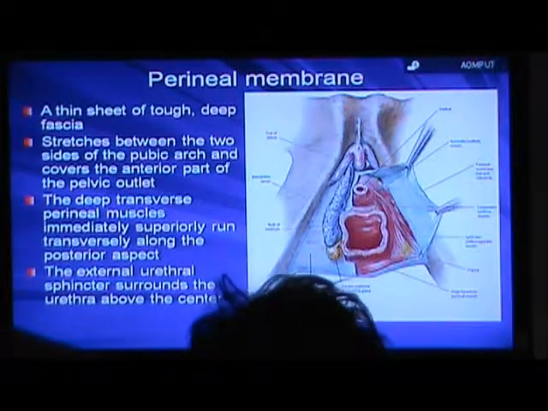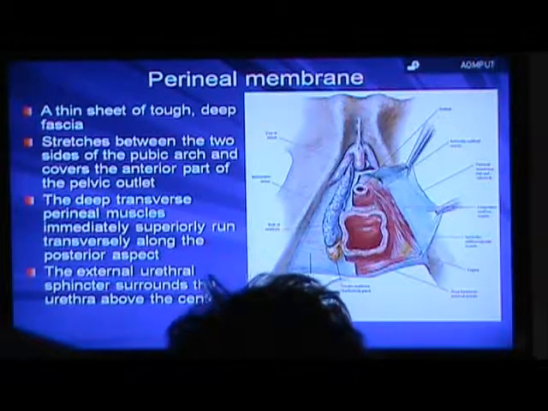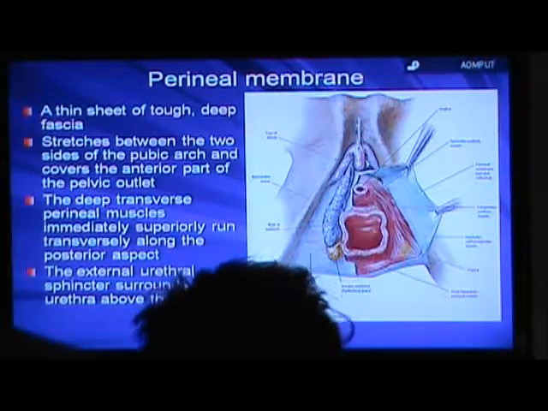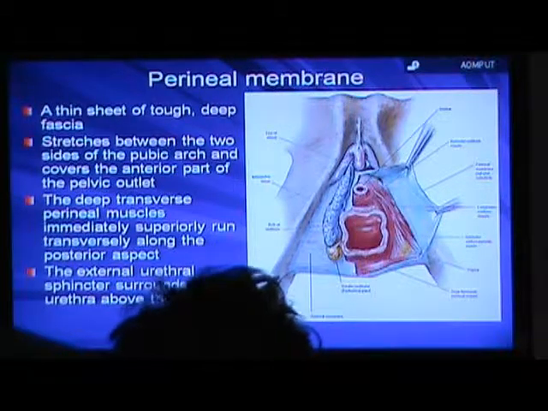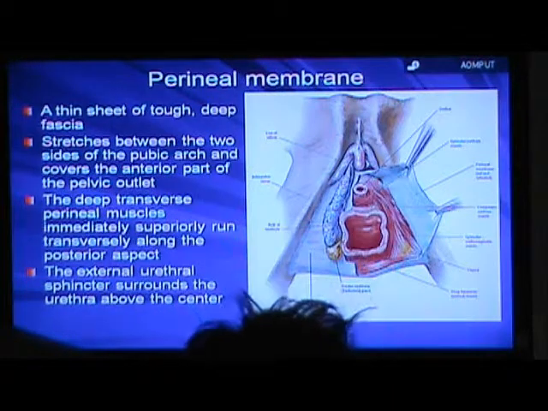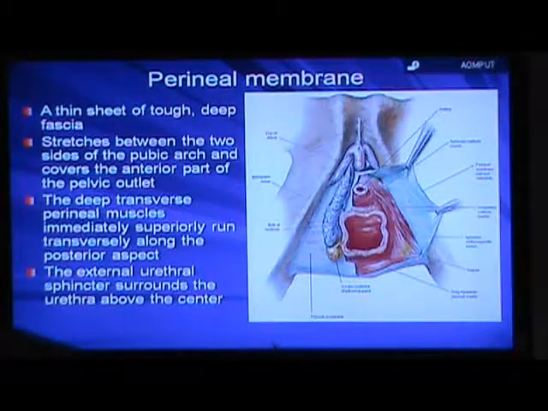Okay, so the perineal membrane stretches between the two sides of the pubic arch and covers the anterior part of the pelvic outlet. The deep transverse perineal muscles immediately superiorly run transversally along the posterior aspect. The external urethral sphincter surrounds the urethra above the center.